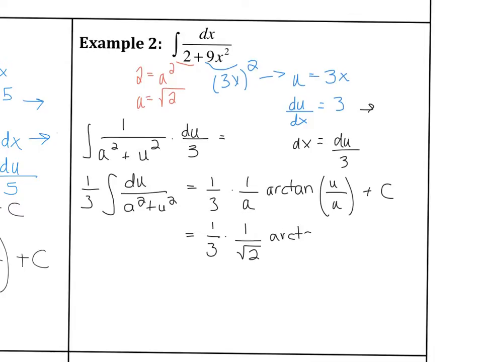Arctan, and then u over a. I know that looks like u over u. It is not. It is u over a. So u is 3x, and a is √2 plus c, right? And we could clean this up, right?